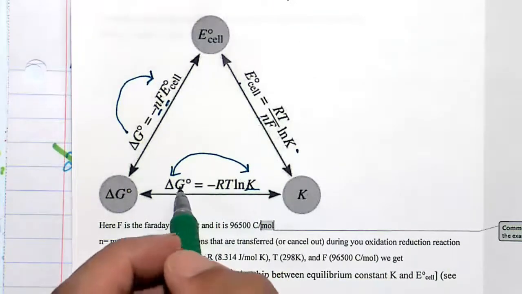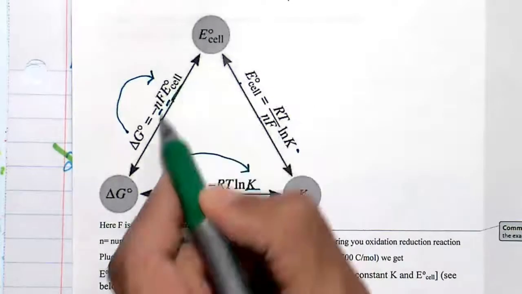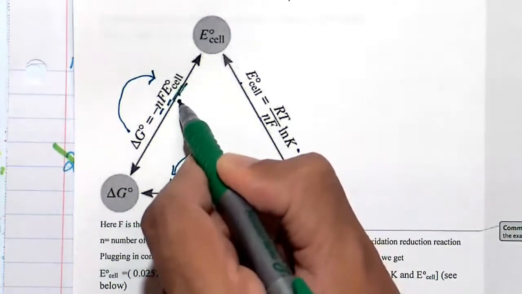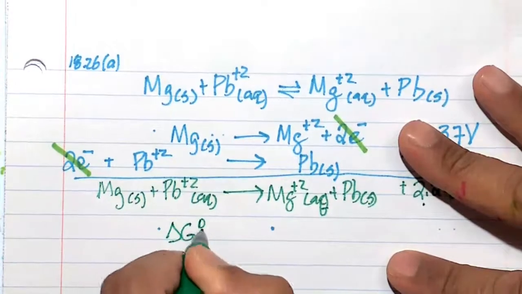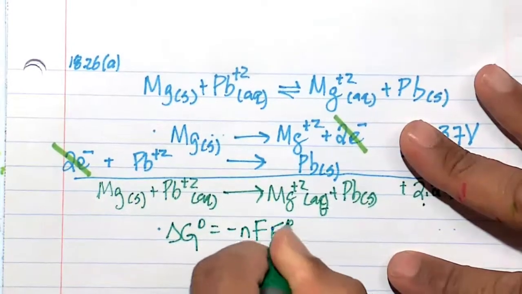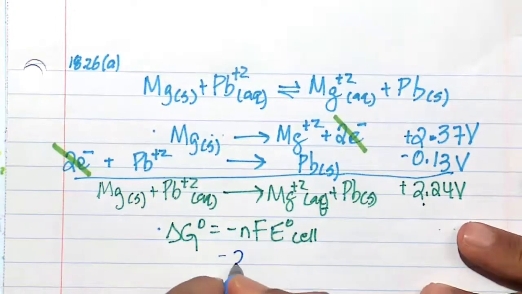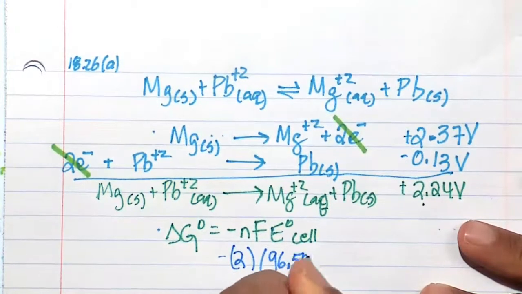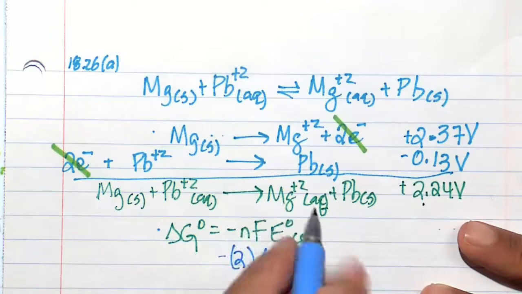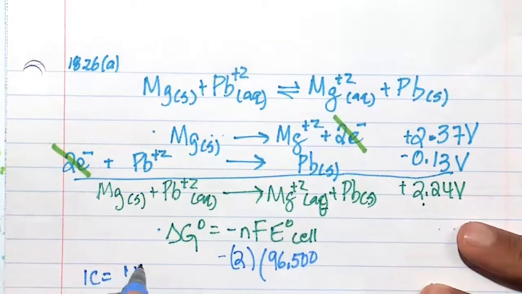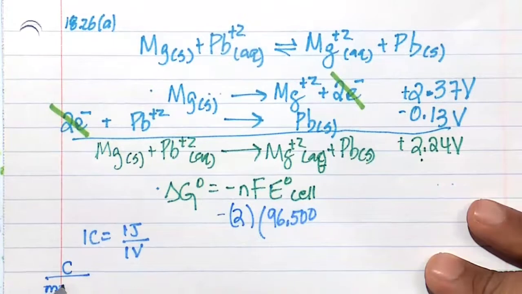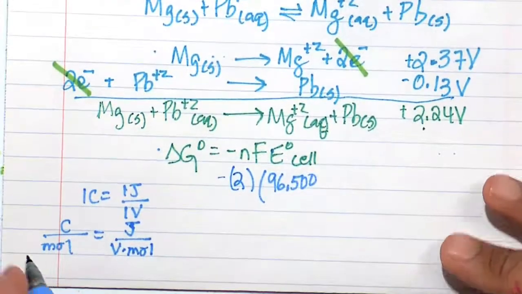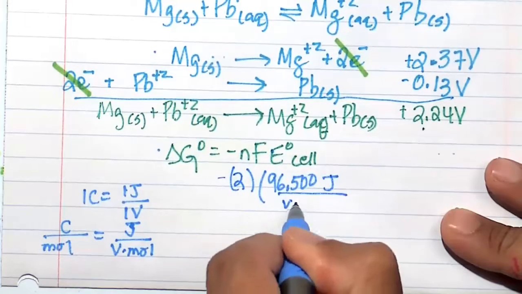So let's get delta G from this equation, because we already calculated E cell, which is 2.24 volts. Delta G at standard state is equal to minus nF E cell. And this is a 2 electron transfer reaction, so minus 2. F is a constant that I'll give you. It's 96,500 coulombs per mole. I just want to tell you that 1 coulomb is equal to 1 joule over 1 volt. So coulombs over mole is actually 1 joule over volt mole. This is just a derived unit.